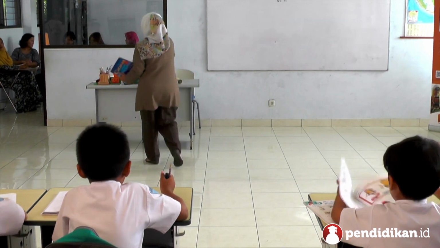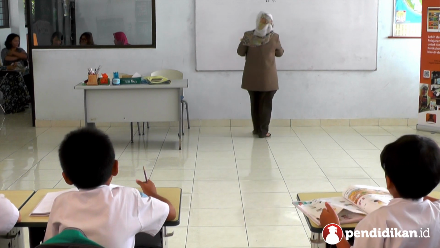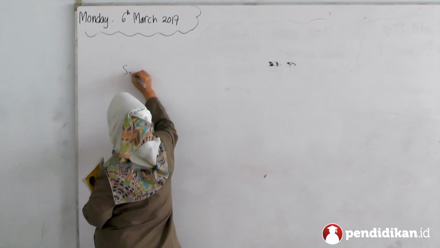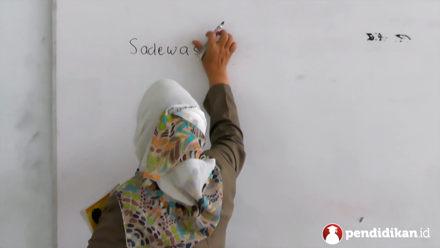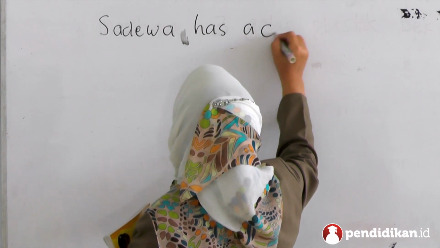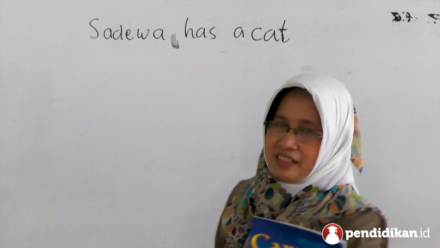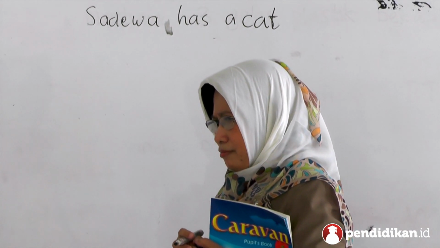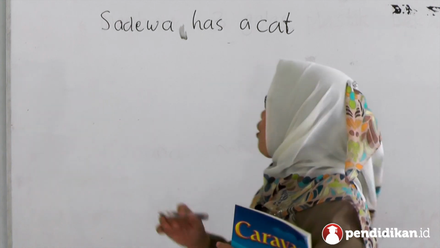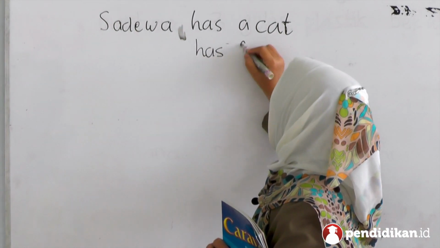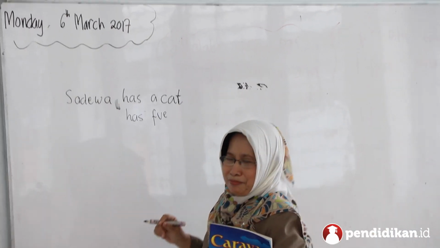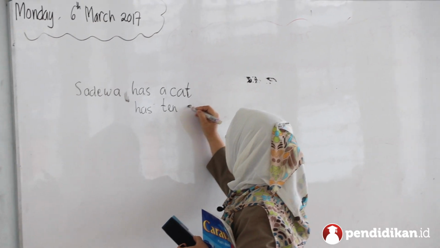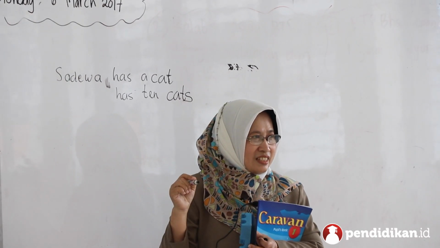Now let's have a look here at the board. Yeah. So you have, siapa tadi? Sadewa has a cat. Yeah, Sadewa has a cat. If it is more than one, you have to put S. Sadewa, kucingnya ada berapa? Kucing kamu di rumah ada berapa? Banyak. Okay. Sadewa has ten cats with S, yeah, with S.